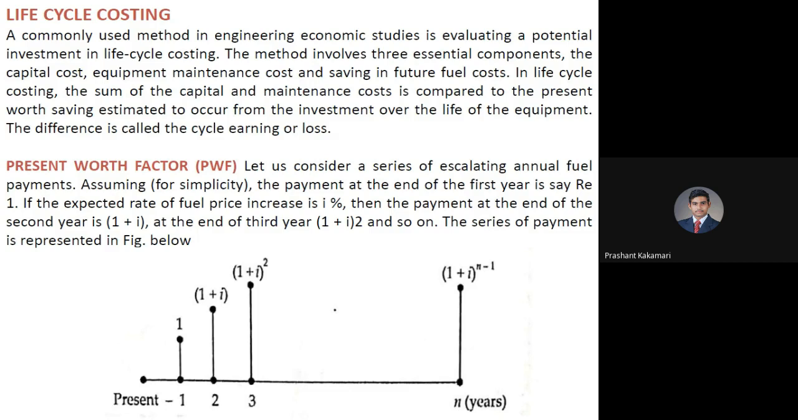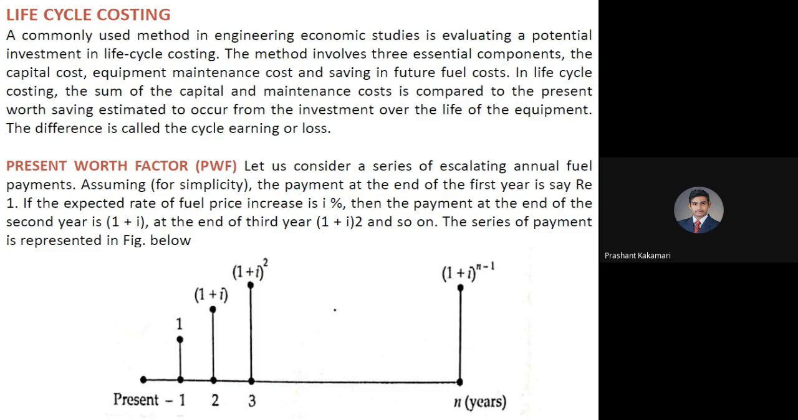So the sum of capital and maintenance cost is compared to the present worth saving estimated to occur from the investment over the life of the equipment. So this we always have to find out for the life of the equipment, and later we can say whether it is an earning or a loss, or a profit or a loss. Now the next important factor, for the numericals, is the present worth factor.